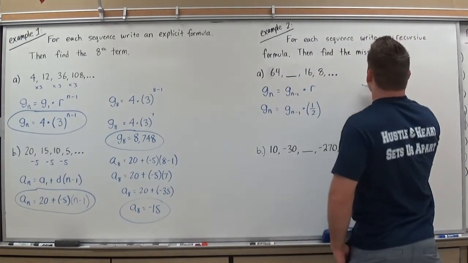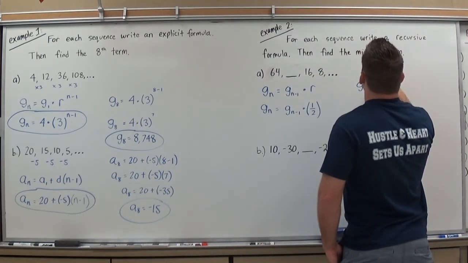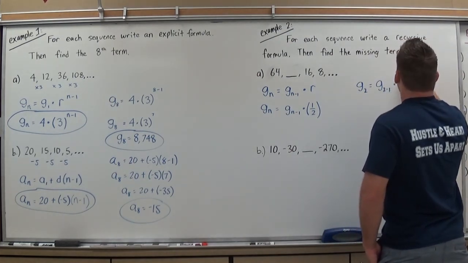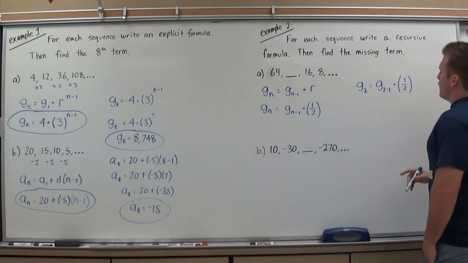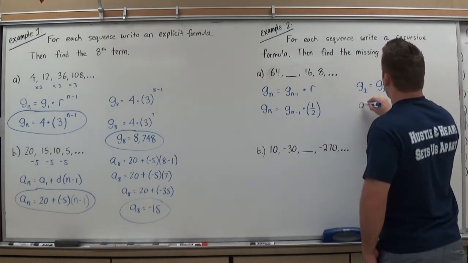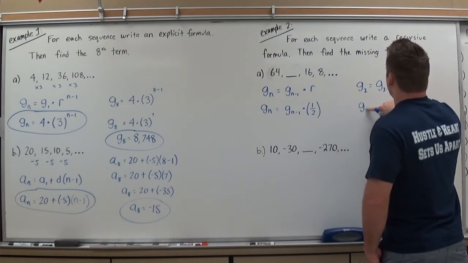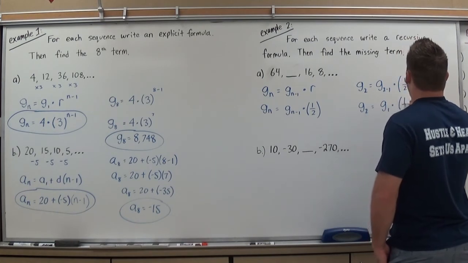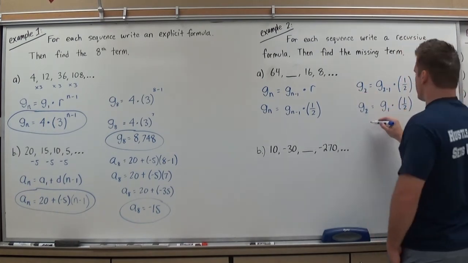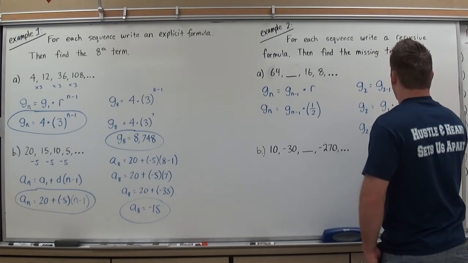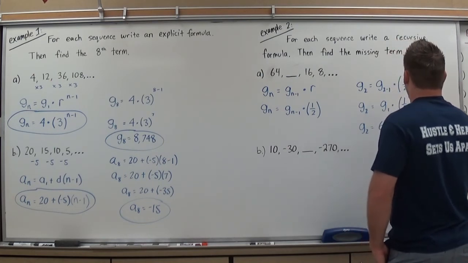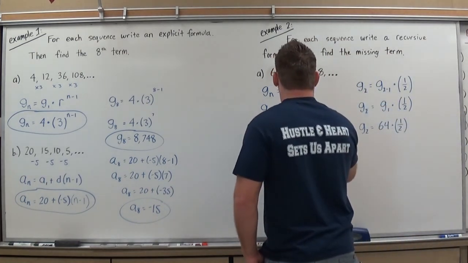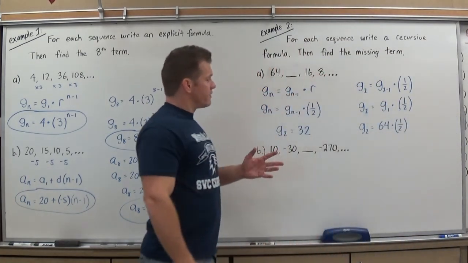So this is technically the second term that I'm looking for. So I'm going to plug in a 2 for n. And if it's correct, 2 minus 1 is 1. So G sub 2 equals G sub 1 times 1/2. G sub 1 is 64. And 64 times 1/2 is 32. And let's verify and see.